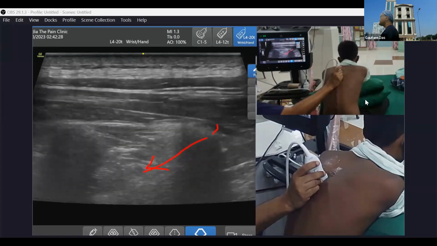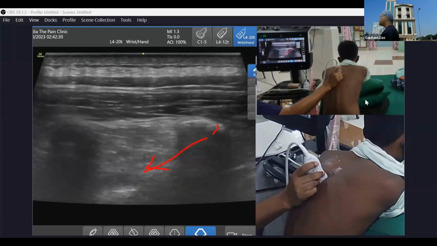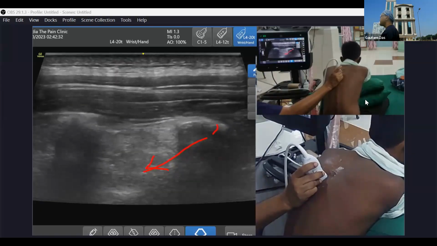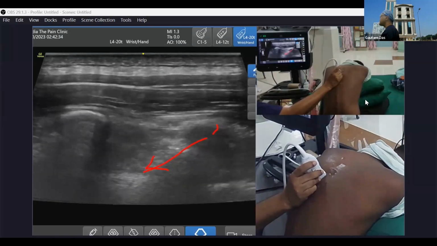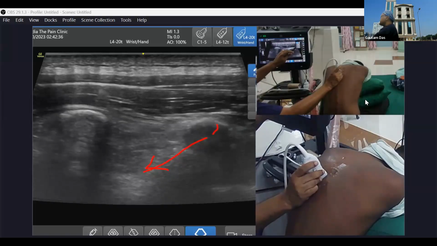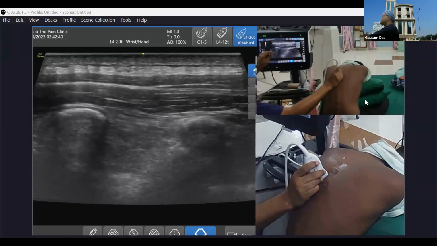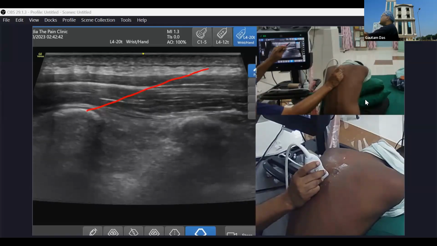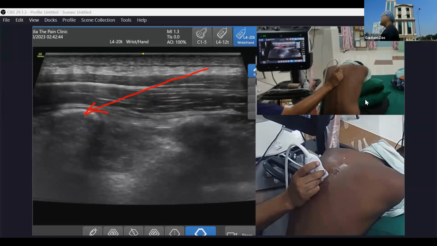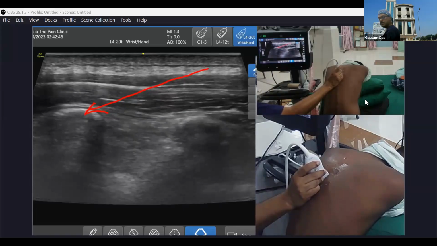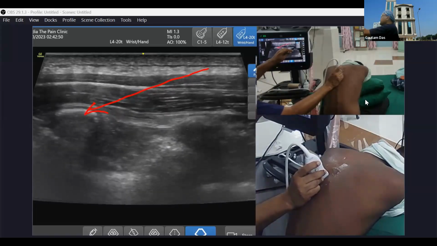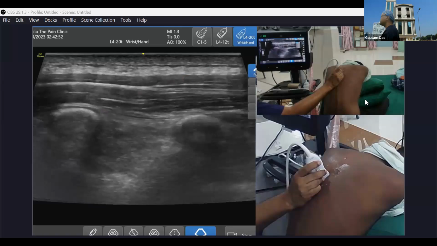If you are going more lateral, then the transverse process. Now at this point, I'm going more laterally. See what is happening to the transverse process. The transverse process is very bright, glistening. This is another way to give the erector spinae block. Come here, long axis. See how I'm holding the probe. In this way also, either cranial to caudal or caudal to cranial, you can come and inject here.